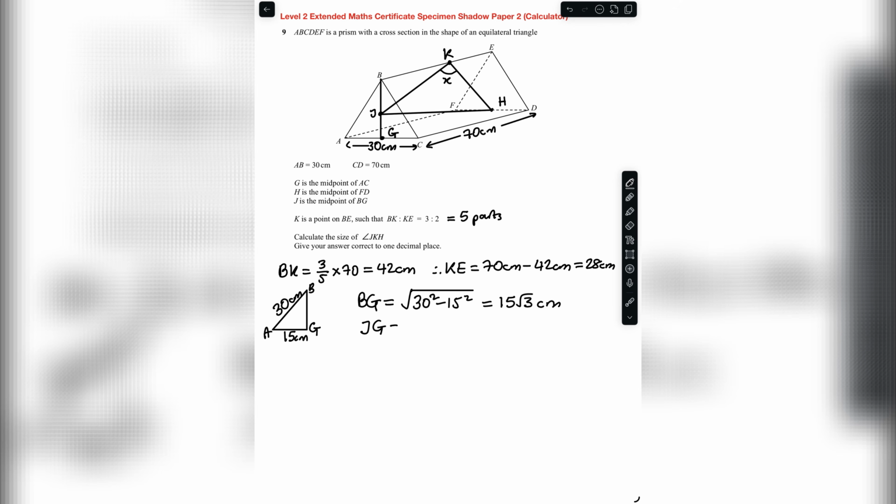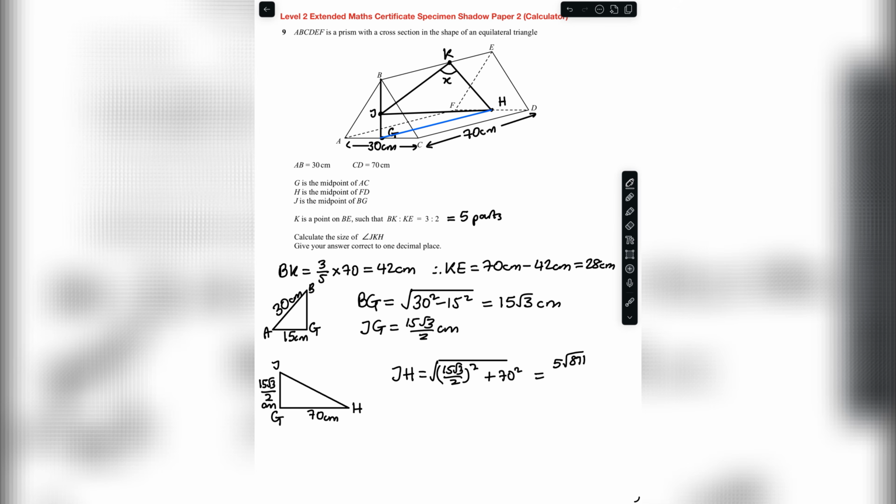So JG equals 15√3 all over 2. And using triangle JGH, we can obtain the length of JH. So JH equals the square root of the answer that we've obtained for JG, which is 15√3 over 2, all squared, plus 70 squared. And that equals 5√811 all over 2 centimeters.